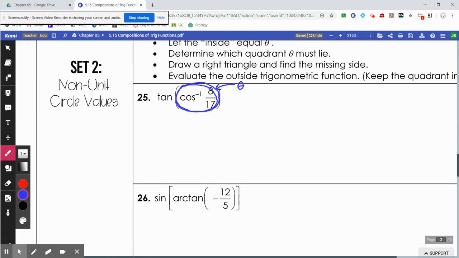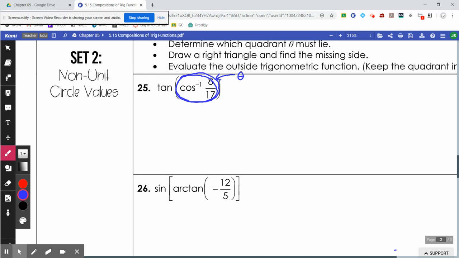So first off, the inverse cosine of 8 over 17 is what's inside. That's what our theta is going to be. Okay, so since the cosine of theta is 8 over 17, cosine is positive in quadrant 1 and quadrant 4. That's where cosine is positive. Now, inverse cosine. Remember what we said about inverse cosine. Inverse cosine is defined between 0 and 180, which is quadrant 1 and quadrant 2.